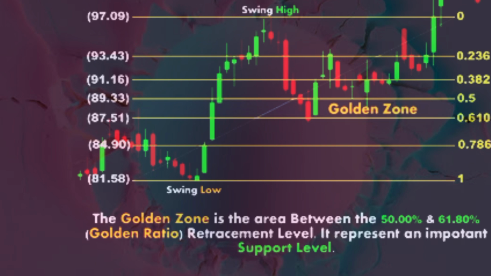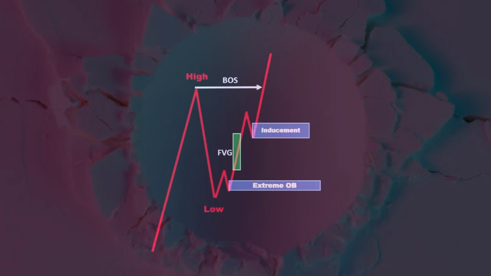Importance of identifying areas of interest. 1. Entry and exit points. These areas can provide strategic entry and exit points for trades. Traders often look for price action signals at these levels to make informed trading decisions.